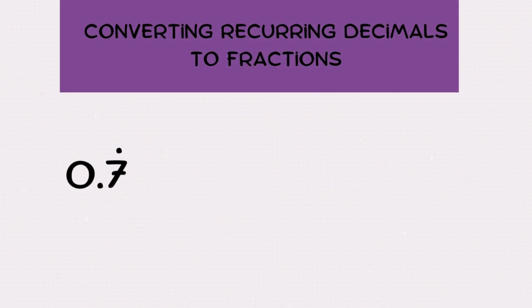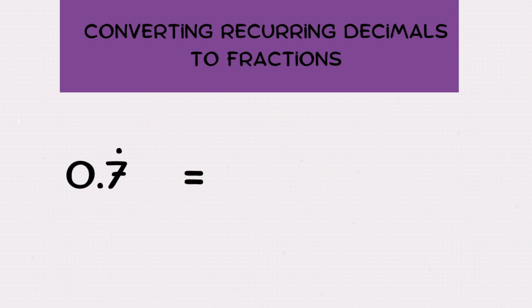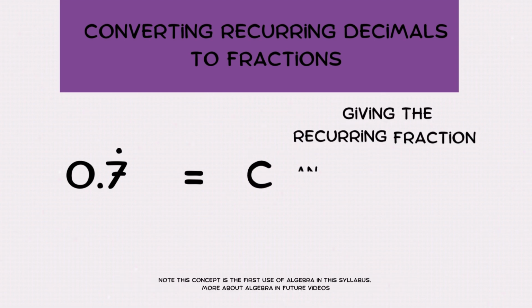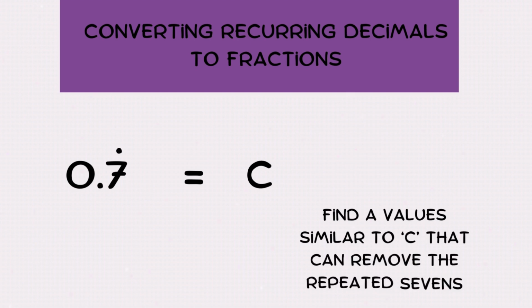For example, let's say we wanted to convert 0.7 recurring to a fraction. Since we cannot simplify 0.7 recurring directly, the first thing we do is equate it to something we can understand. Like, for example, the letter C. What we have just done is give a recurring number an imaginary value. What we need to do now is to take C and subtract it from something similar to C, so that we remove the recurring aspect of the decimal.